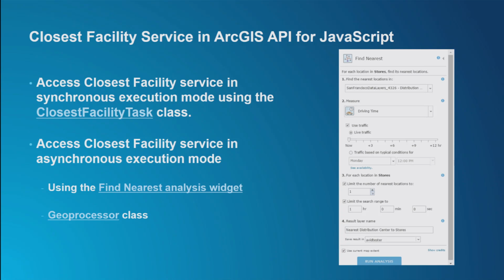If you want to build a UI for an asynchronous execution, you can use the find nearest analysis widget, or if you want to use the class, geoprocessor class, you can use that. If you are doing synchronous execution, you can use the closest facility task in the JavaScript API. Again, these URLs are hyperlinked to actual API reference, so you can see with detailed examples how to get familiar using the class or the widget. That's why the slides when you get back would be useful.